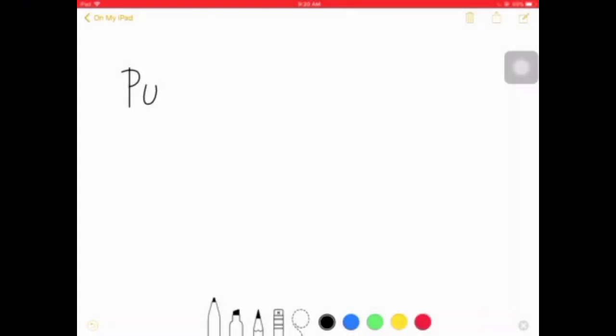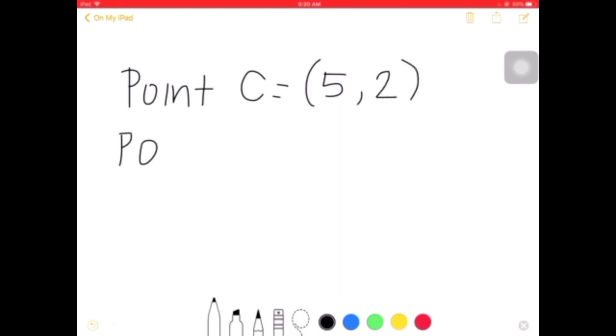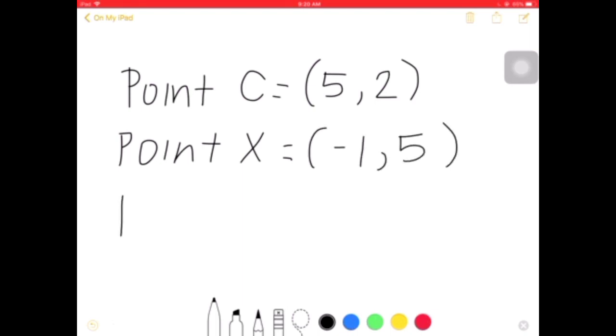It's me again, and I will be teaching the 6th part of this video, the extension of a line segment in the Cartesian plane. So let's start, shall we? The coordinates for point C is 5 and 2. The coordinates for point X is negative 1 and 5. We need to solve for the coordinates of point Y.